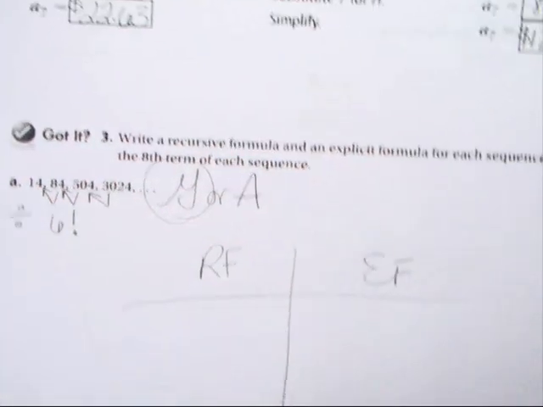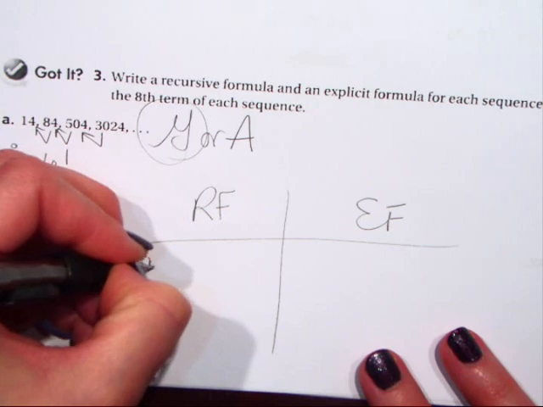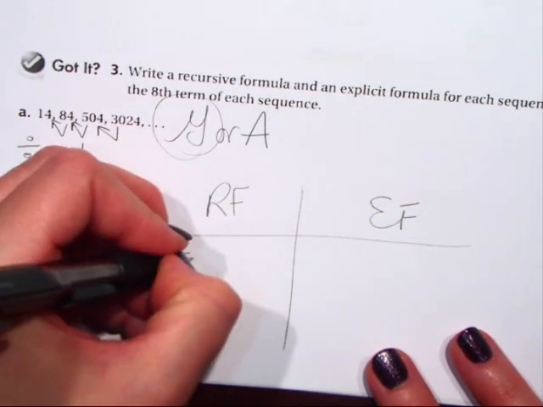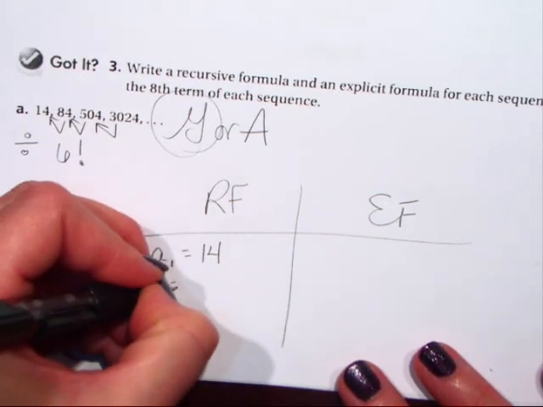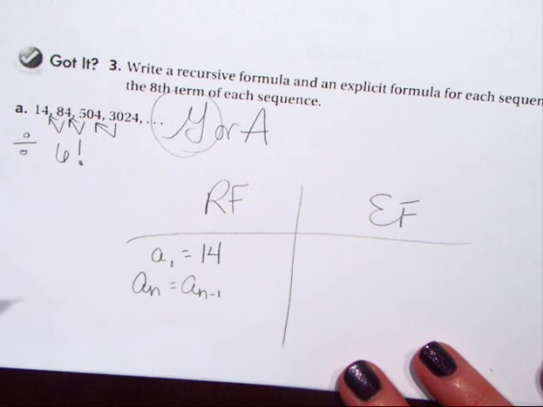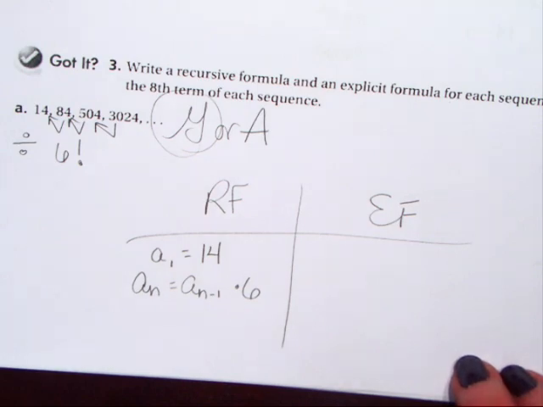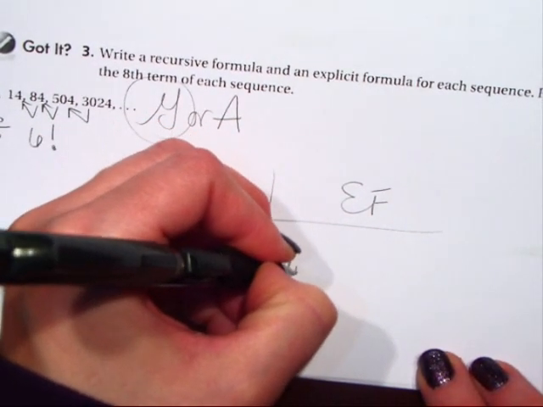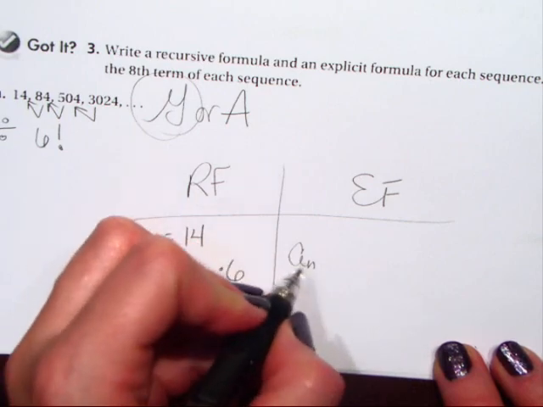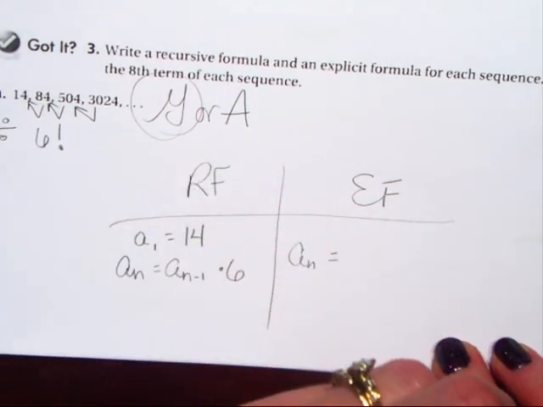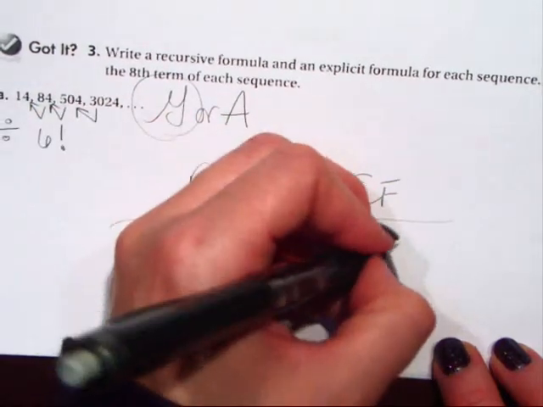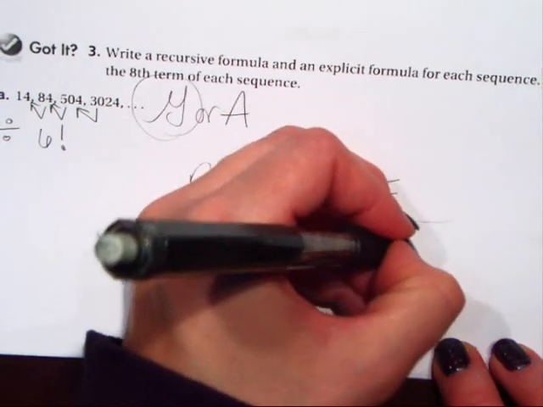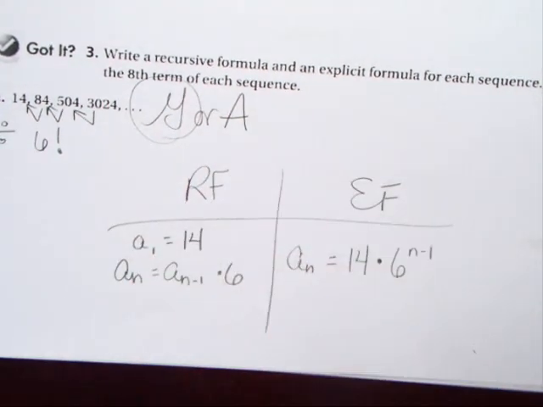Gotta memorize these, okay? Recursive formula starts with what the first term is. In this case, A1 is 14. And then it says to get to anything after that, you take the one before it, and you multiply by 6. That's the recursive formula. Now for the explicit, probably a little more useful. You say to get to anything you want to find, you need to take the first number you got, your initial value, multiply by your common ratio, and take that to the power of n minus 1.